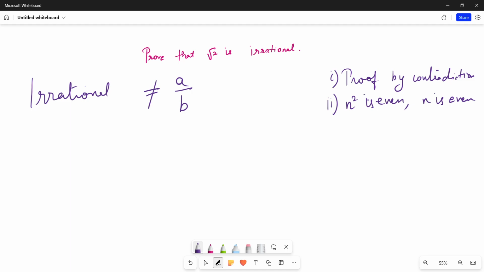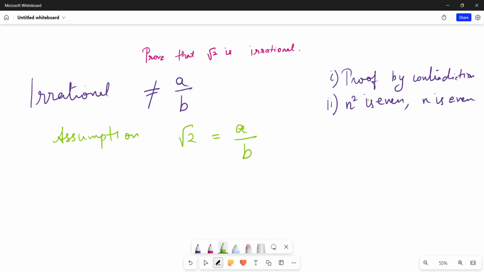Now coming back to proving that root 2 is irrational. Irrational numbers are those numbers which cannot be expressed in this form. So we are going to adopt the method of proving by contradiction. We are going to make our assumption that the opposite is true, meaning that root 2 can be expressed as a by b. The basic meaning of an irrational number is that it cannot be expressed in a by b form. But we are assuming that it can be expressed. That is, we are assuming that square root of 2 is rational.